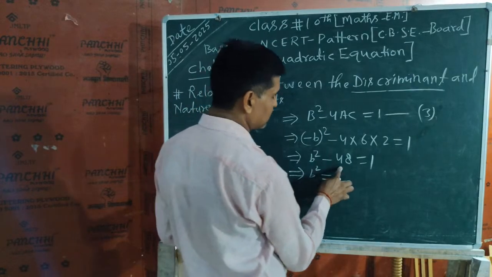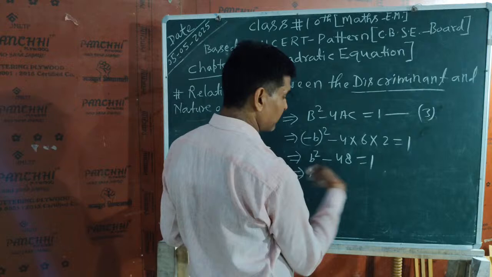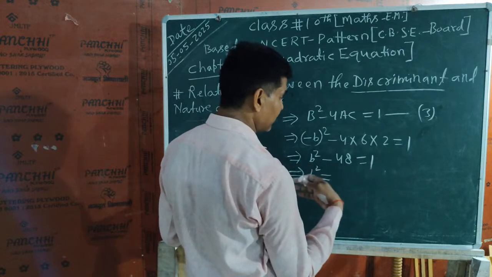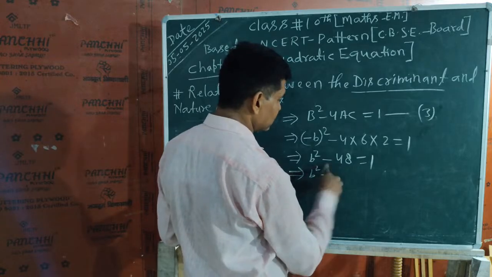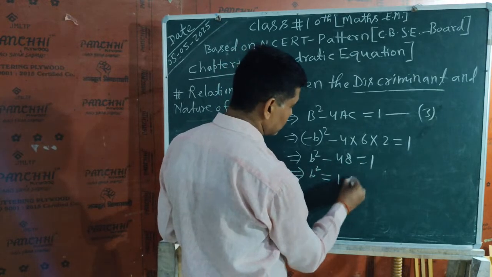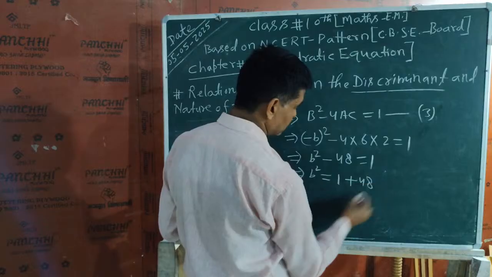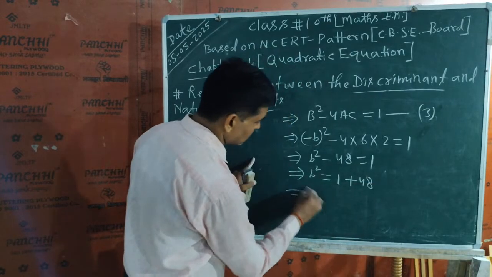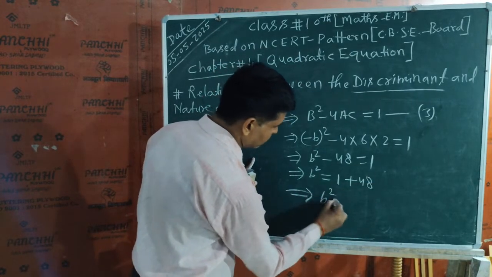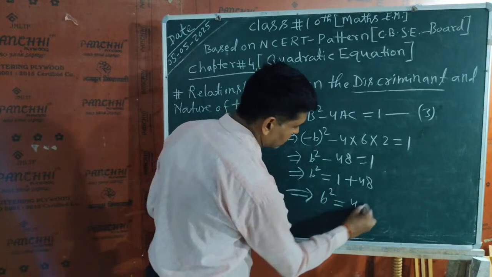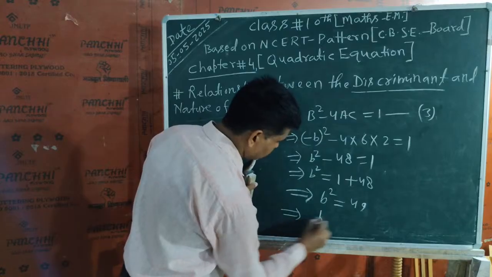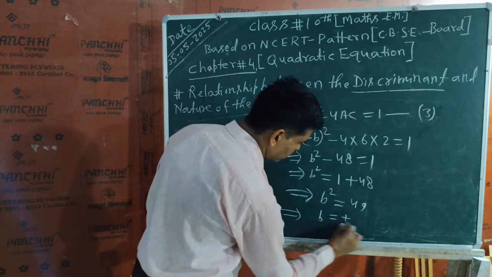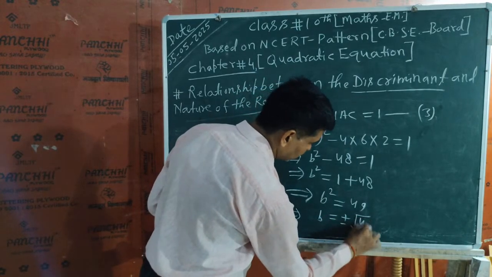Now any term will go from left to right, here come from right to left, so sign will change. So here sign is minus, it will go in right hand side, so sign will be plus. Their sign will change. So here I will write b square, that will be 49. So again I will write b is equal to plus minus root under 49.